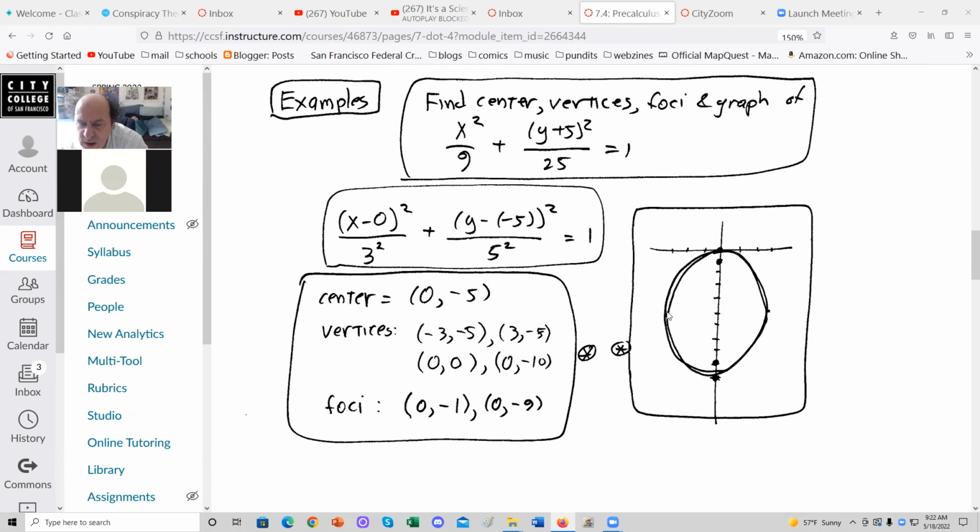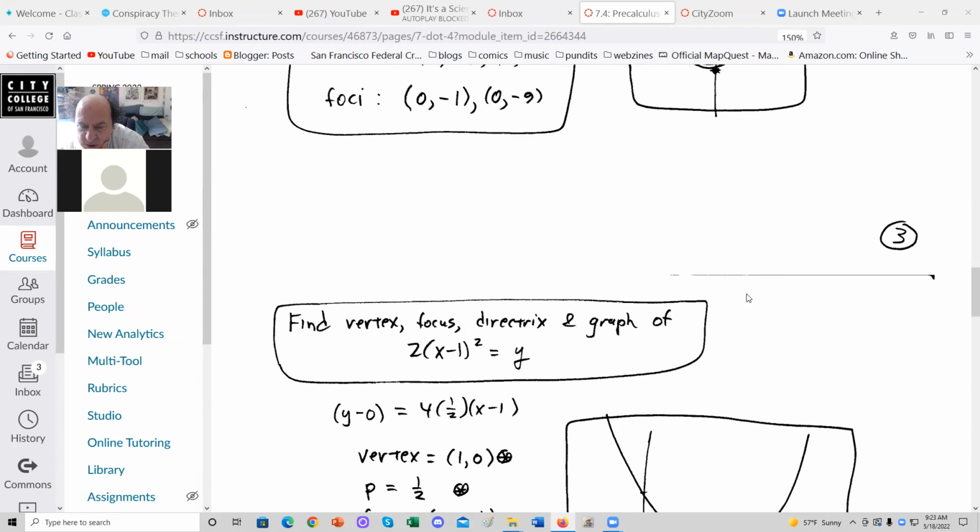Let's see if I'm doing this right. Yeah, negative 3 by negative 5 and 3 by negative 5, because we take this and add and subtract 3. And the other vertices, we take this and add and subtract 5. So here be 0 by 0 and 0 by negative 10. And you can figure out where the foci are, and that will get you c plus or minus 2. So we take the center 0 by negative 5 and go plus or minus this 2 on this. So 0 by negative 1 and 0 by negative 9.